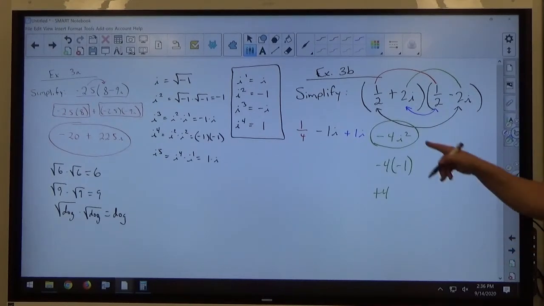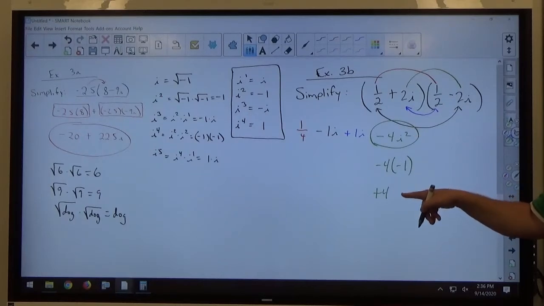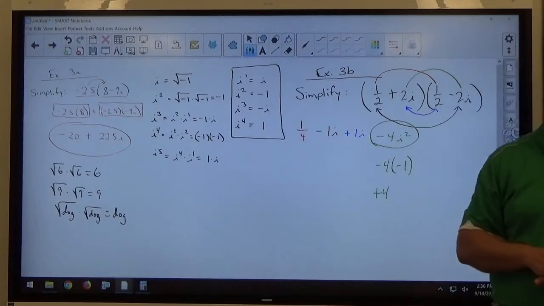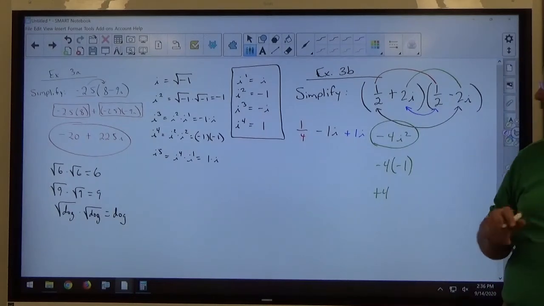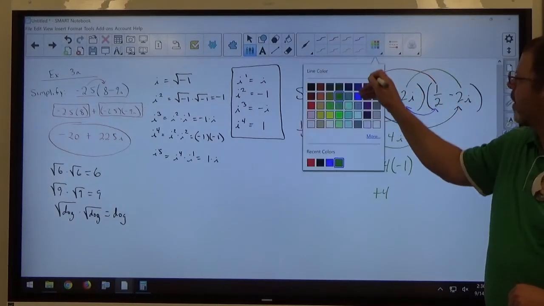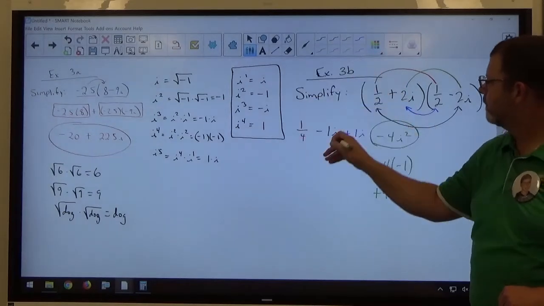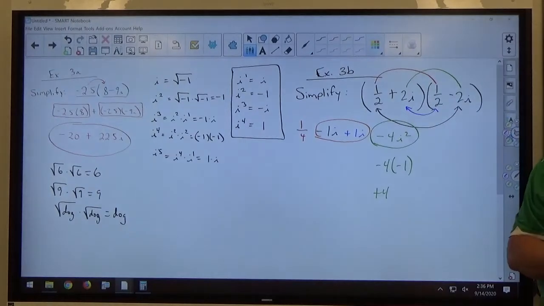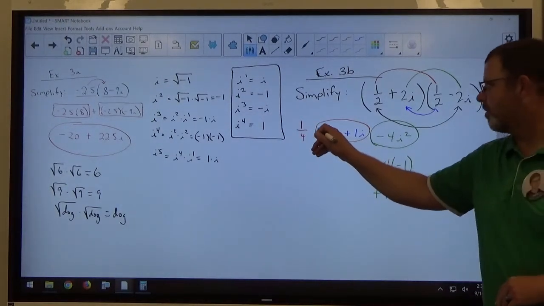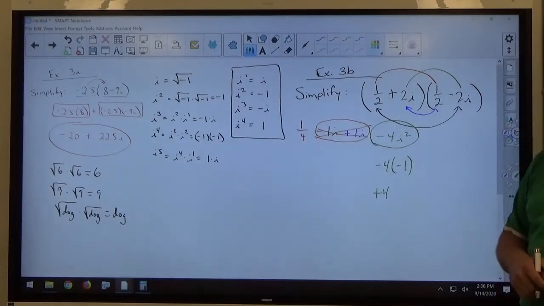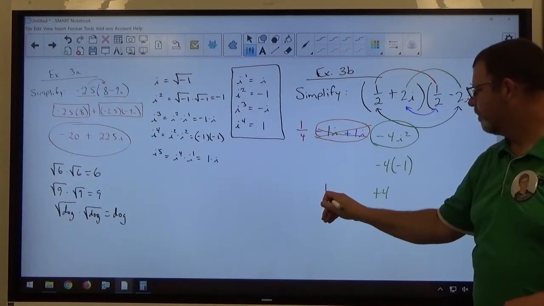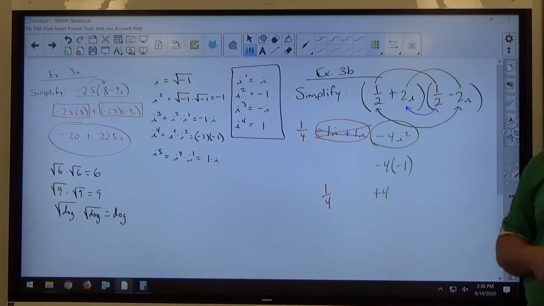All right? The imaginary piece went away because i squared is a real number. i to the fourth is a real number. i to any even power is a real number. All right? Notice also right here in the middle, these two guys. What's -1i plus 1i? 0i, which is just 0, right? 0 times anything is 0, including imaginary numbers. So that's just gone. So all we're left with then is 1/4 plus 4.